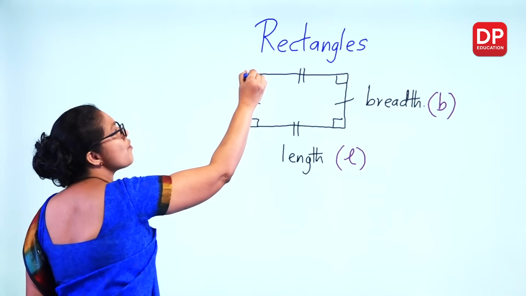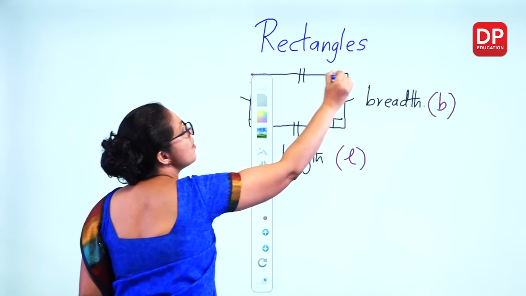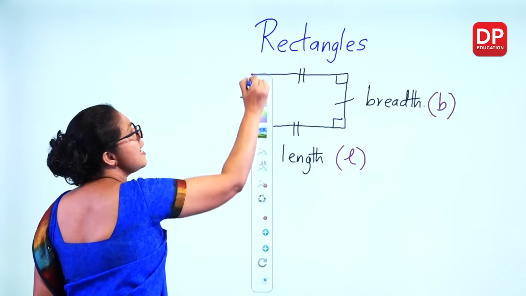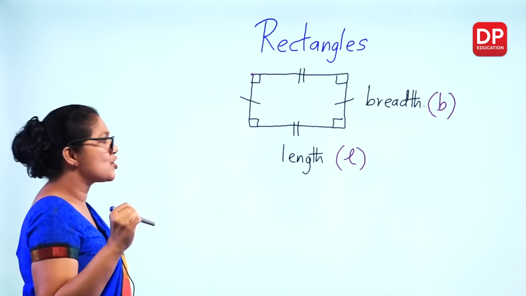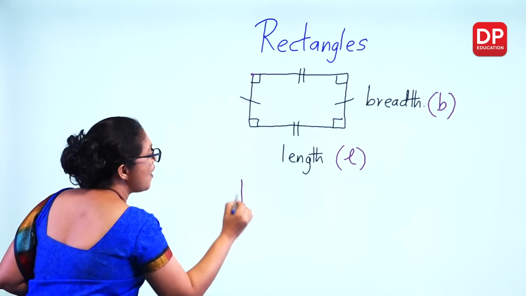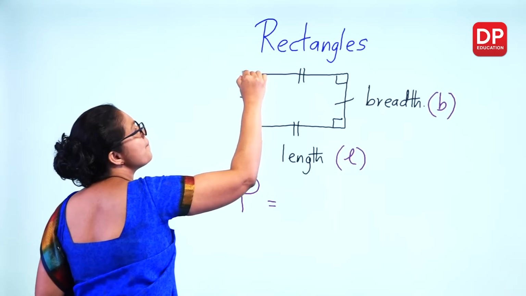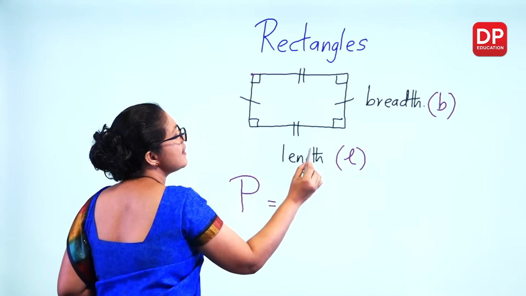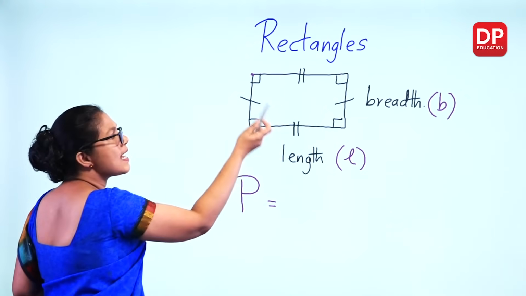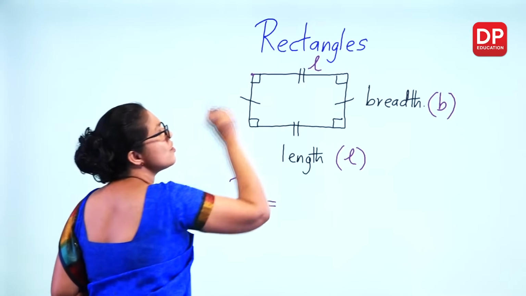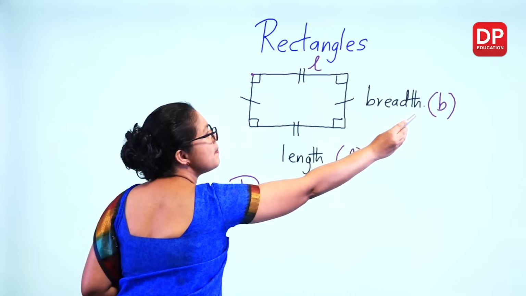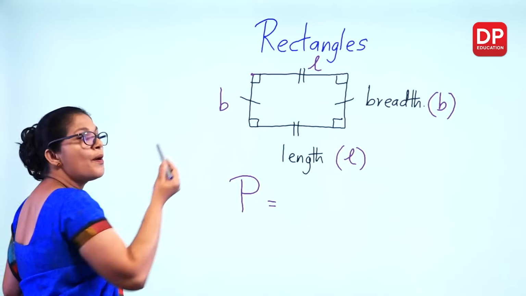I can start from one place, go around this figure and come back to the same position. Now if I want to find out the perimeter, I can start from here. Here I took length as L. So the opposite sides are equal, which means this is also L. If this is B, this side is also B.